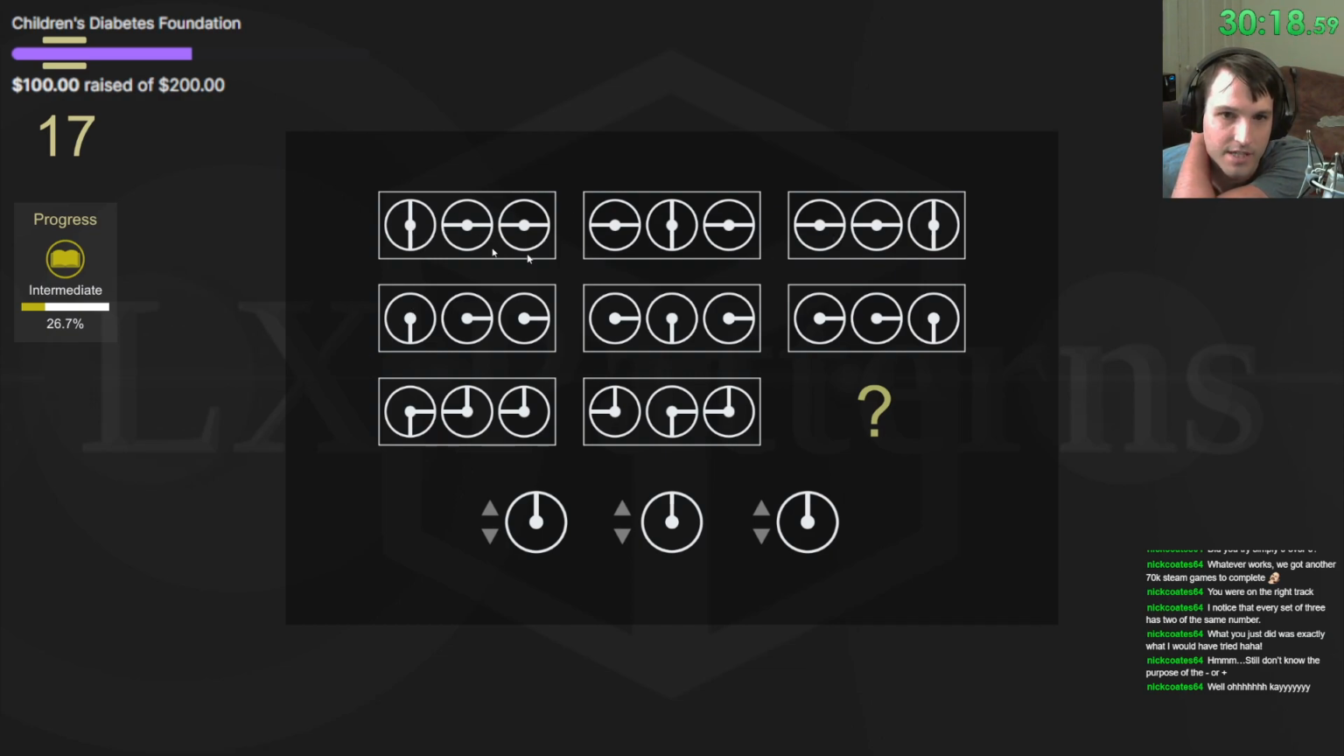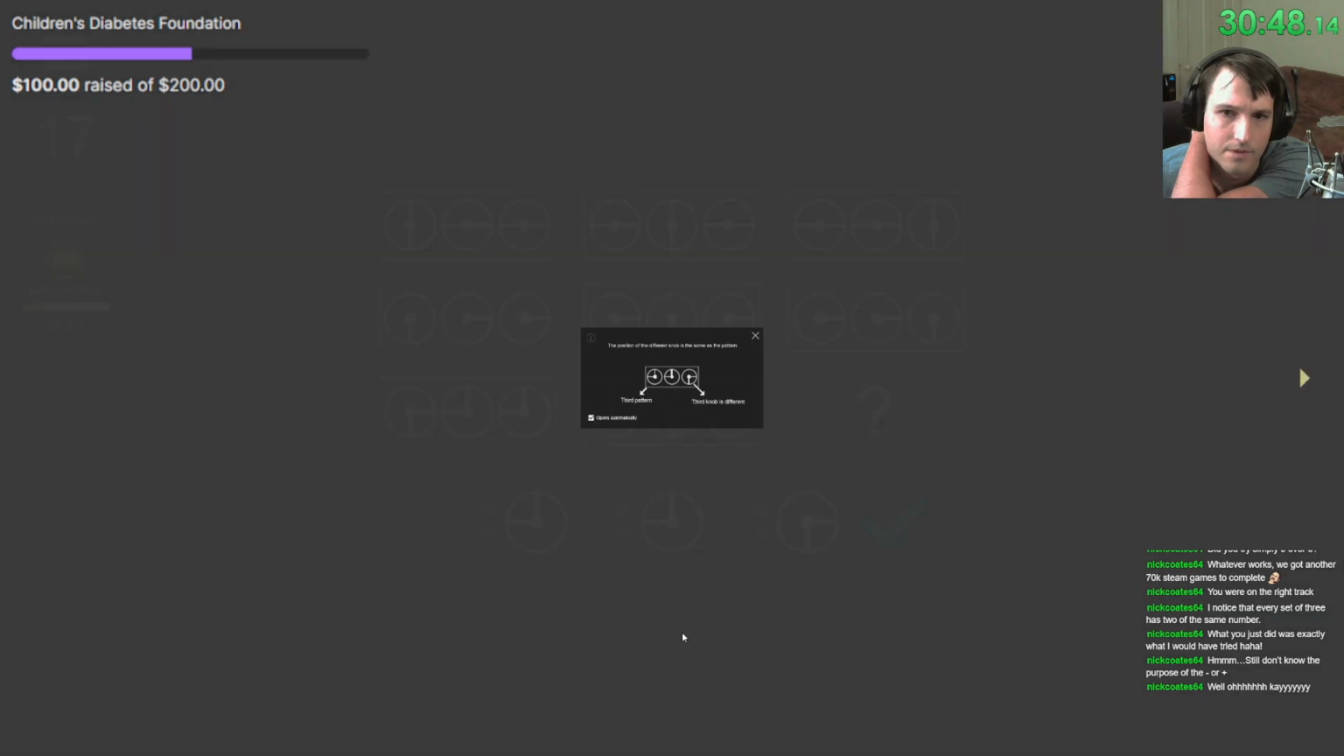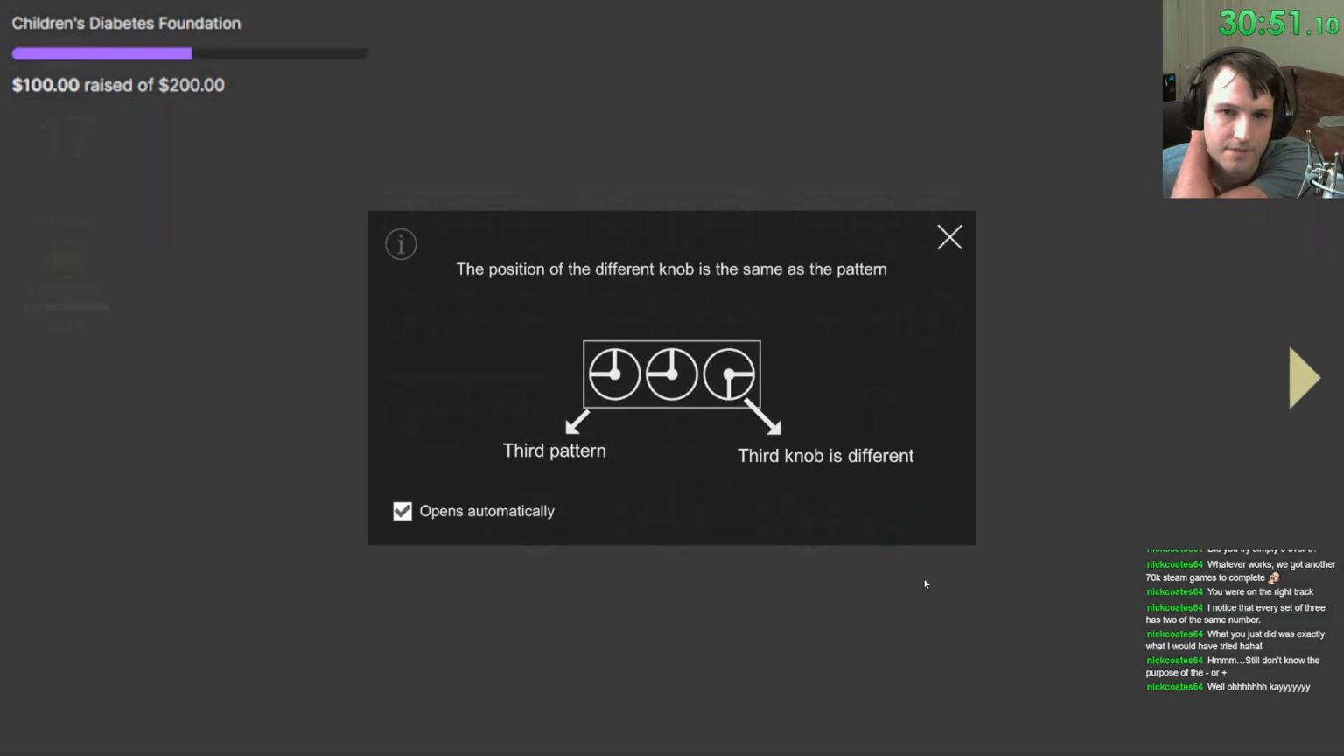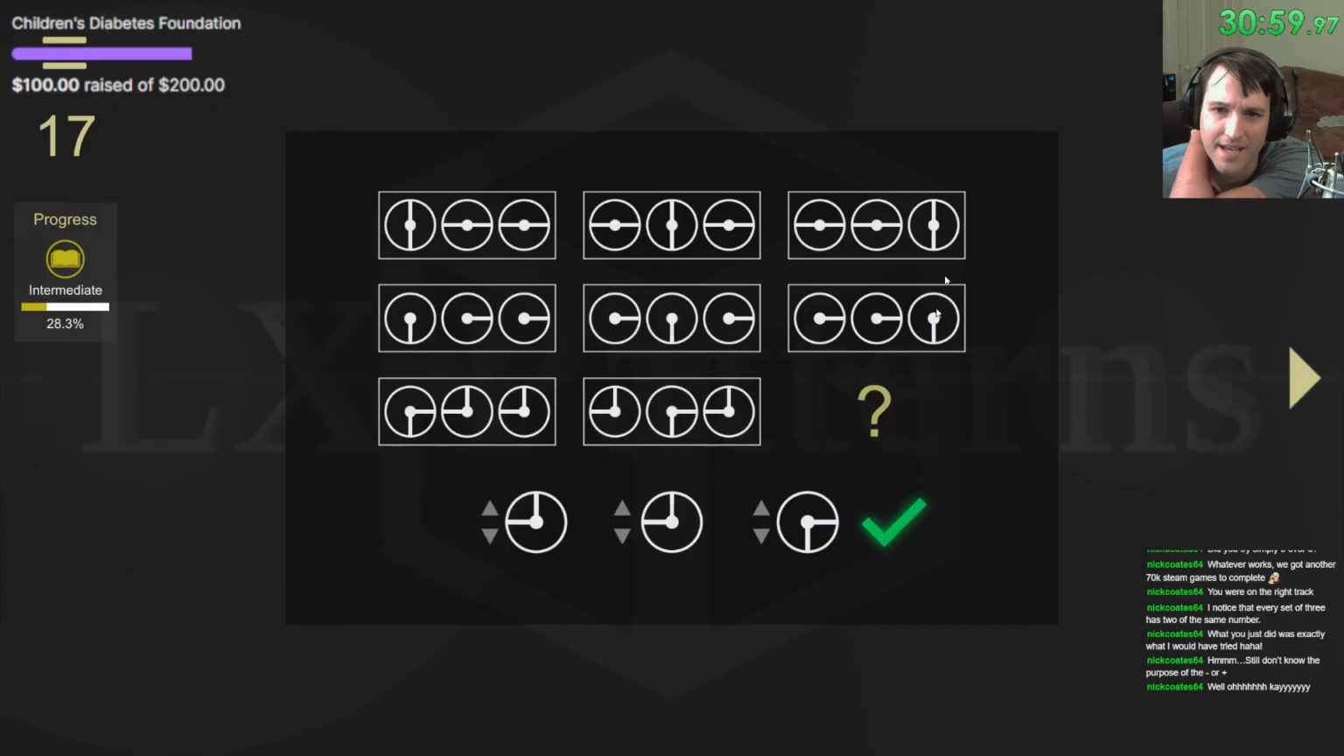All right, this is just a rotating, revolving puzzle. So 90, 90, same. Same, 90, 90. 90, 90, same. Same, 90, 90. 90, 90, same. Same. Is it 90? Third pattern, third knob is different. Position of the different knob is the same as the pattern.